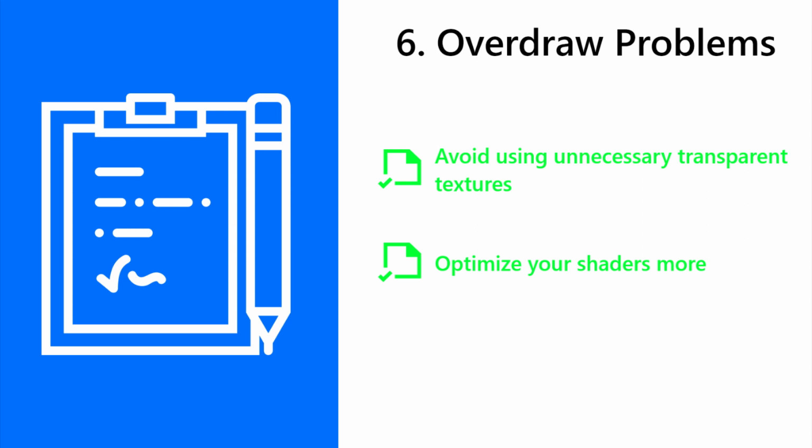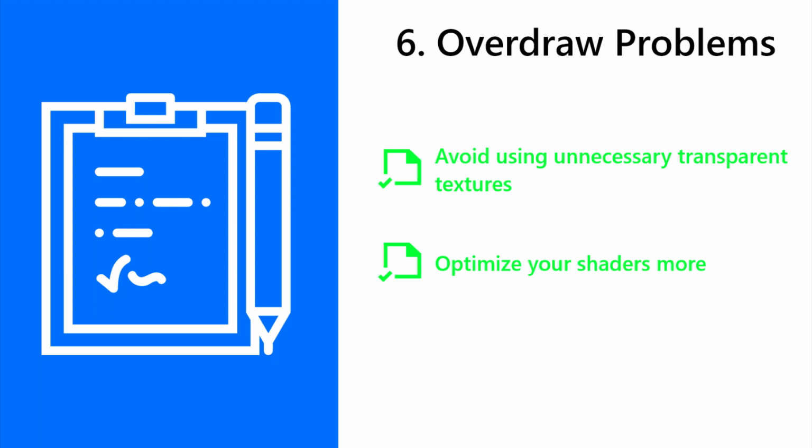The sixth and final mistake is the overdraw problems. Don't use transparent textures when not necessary, as it will cause fill rate problems. It is okay to use it for complicated and more distant geometry, like trees or bushes.